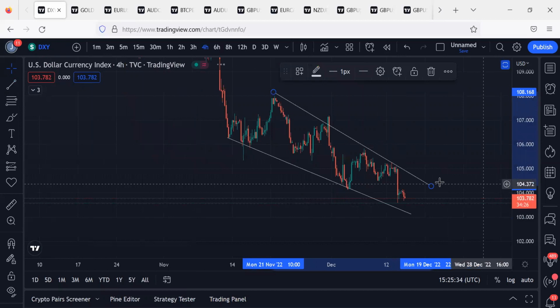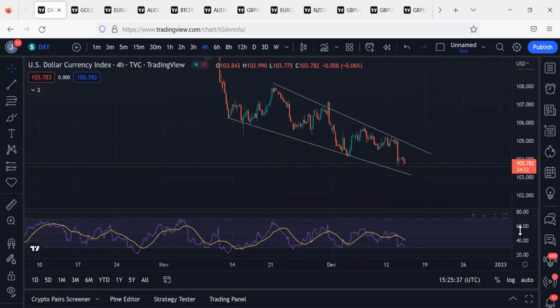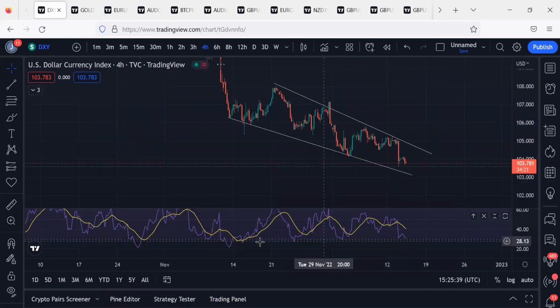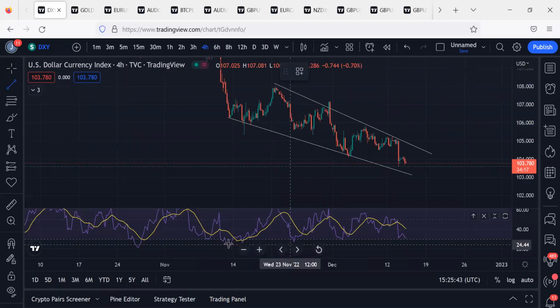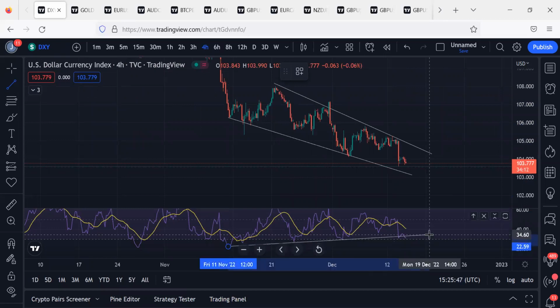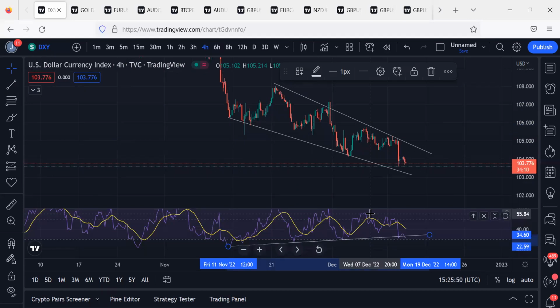So let me use my RSI to see if we are indeed having any form of divergence. Now look at from here. We are here. From here, we are here. Now, since then, is there any indication that we have a divergence? Yes.